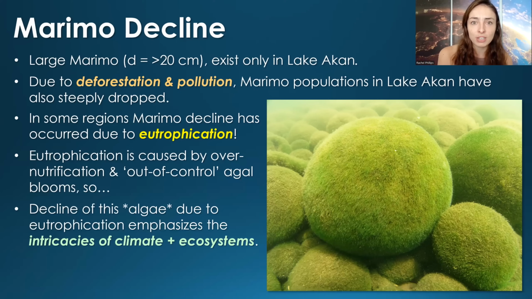You would think that eutrophication and algal production would be favorable for all algae species, but it's not. Apparently, different algae species will respond differently depending on the eutrophication and which algal species is overproducing, etc. So eutrophication is not a good thing for Marimo or mossballs, and they have been declining because of it.